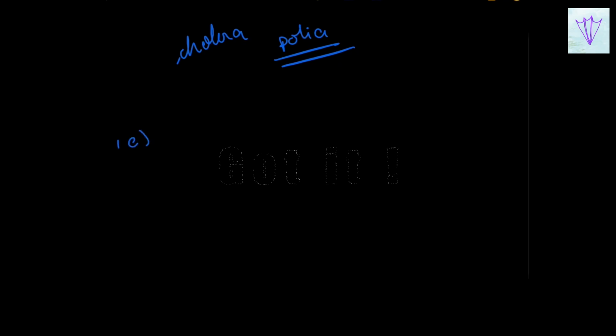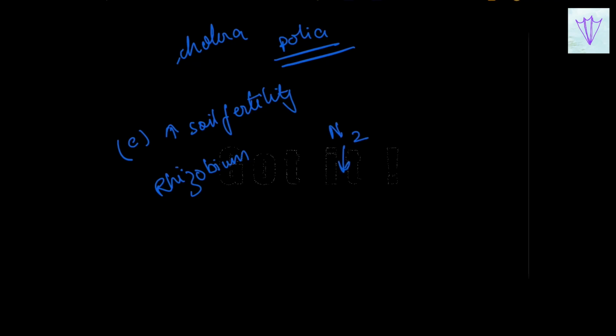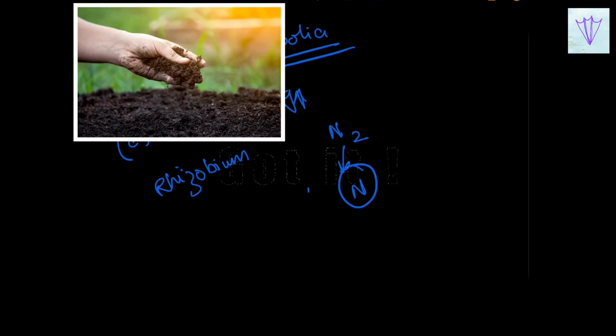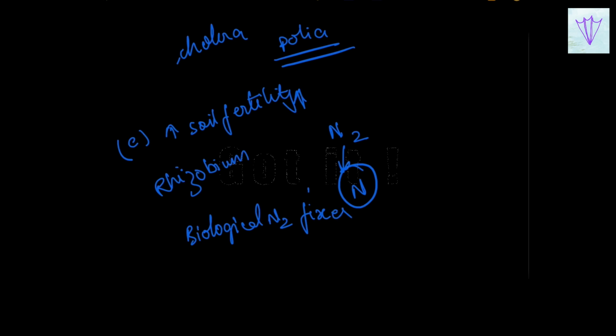The next use of microorganisms is in increasing the soil fertility. Some bacteria like Rhizobium, and blue-green algae like Anabaena, are able to fix atmospheric nitrogen to enrich the soil with nitrogen, which increases its fertility. So these microbes are commonly called the biological nitrogen fixers.